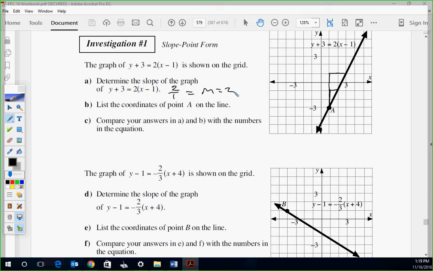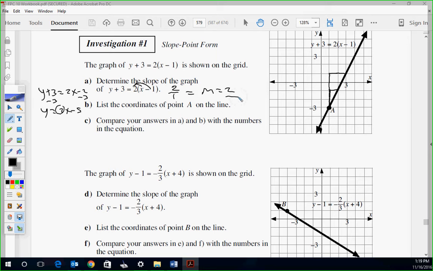Is there another way? The other way I see to do it is 2 times x is 2x, 2 times negative 1 is negative 2, and then minus 3. Is that going to affect the slope? No, so I'll still have that 2x. If I distribute, I'd have y plus 3 equals 2x minus 2. If I subtract 3, I get y equals 2x minus 5. See, that 3 didn't affect this being a 2, which we just counted. It's a 2. That matches up.